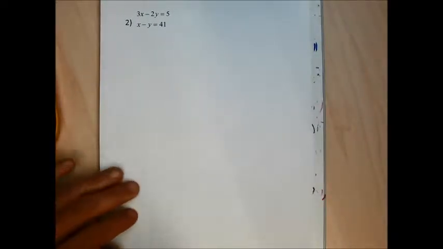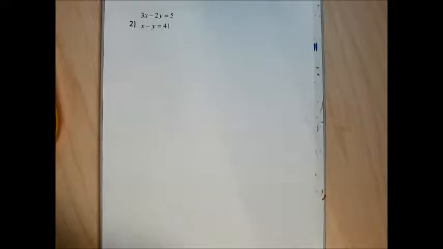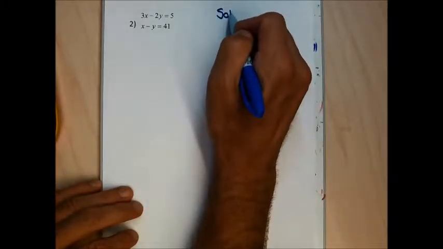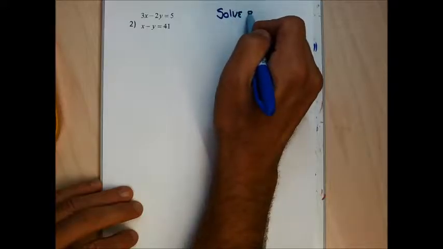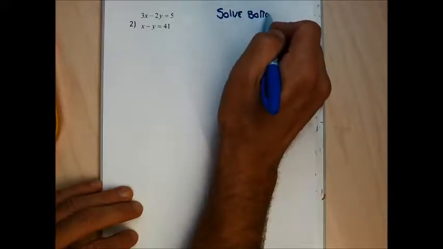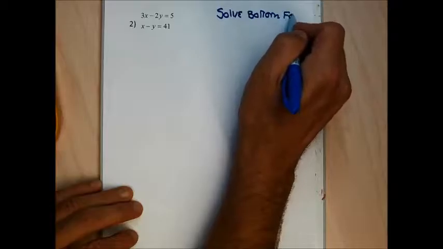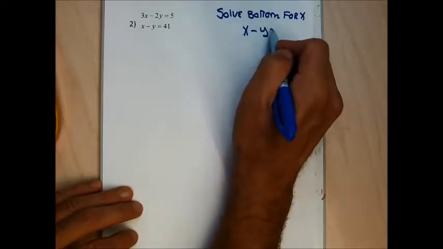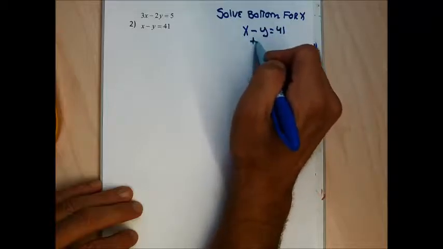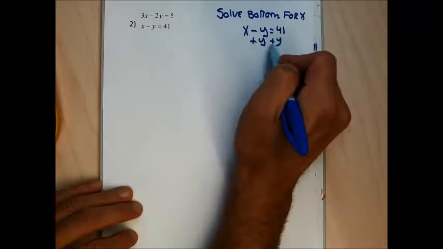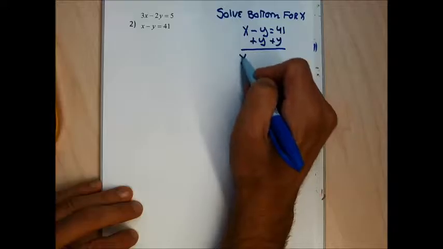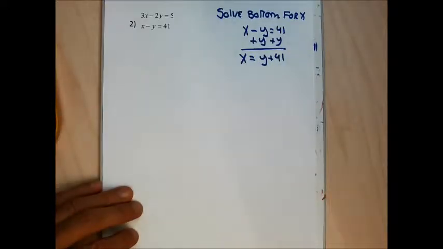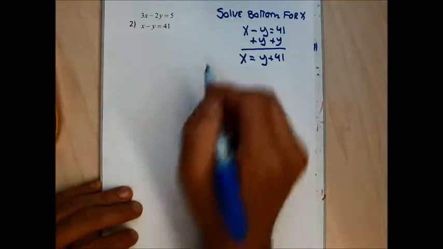If I'm doing problem 2 by the substitution method, the first thing I'm going to do is solve the bottom for x, because that's the easy thing to do. The bottom is x minus y equal to 41. It's easy enough to solve that for x. And to do the substitution method, you have to have one of the equations solved for a letter. So I've solved the bottom for x, and now I'm going to substitute into the top.